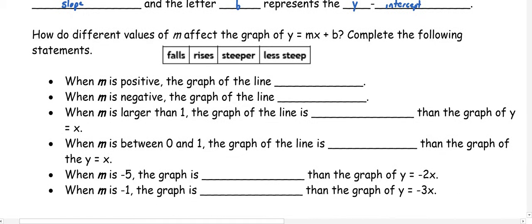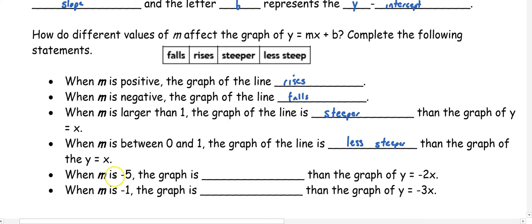So remember, if m is a positive number, the graph of our line is going to rise. If m is negative, our line is going to fall. When m is larger than 1, so 2, 3, -2, -3, the graph of the line is going to be steeper than the graph of the y = x line, because this would only have a slope of 1. If m is between 0 and 1, the graph of the line is less steep, or flatter, than the graph of y = x.